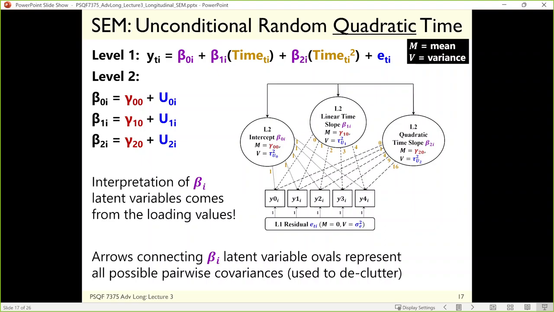That's the key here. So what if I wanted to do a piecewise model? Could I do that? Sure, I could. I didn't make a slide for it, but I could. I would use whatever system of coding created the pieces, where I would have change that shuts off at some point, and then the other factor would pick up the change. The loading pattern would exactly match the slope variables that I would use to create the pieces. So you control the loadings, you control what these latent variables mean.